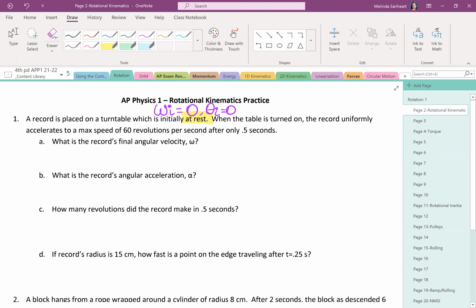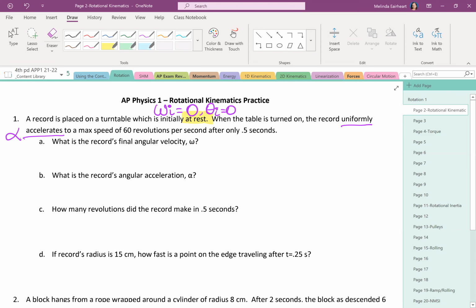When the table is turned on, there's a motor that's going to lead to the rotation, and the record uniformly accelerates. Does this mean cruise control? It's going to rotate at a constant angular velocity? No, it's constantly changing its angular velocity. Remember, uniformly accelerates means a constant alpha, not omega. And it says to a max speed of 60 revolutions per second after only half a second.